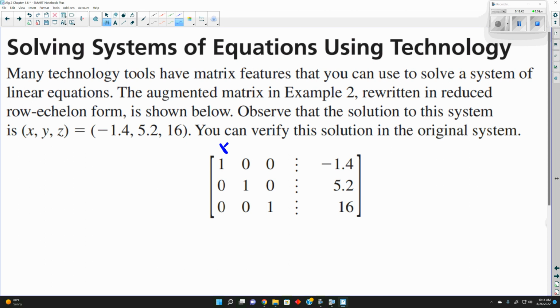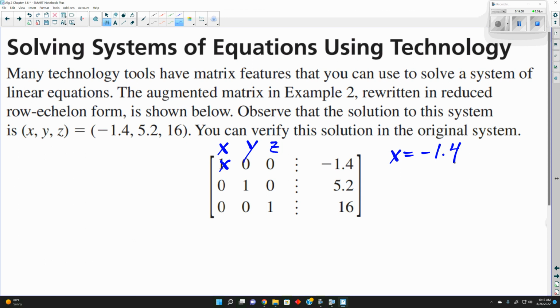What we said is we put x first, y, then z, yes? So if we apply the x, y, z back to this here, the first one would be 1x plus 0y plus 0z is equal to -1.4, yes? So what's the only thing left in that row? x is equal to -1.4.